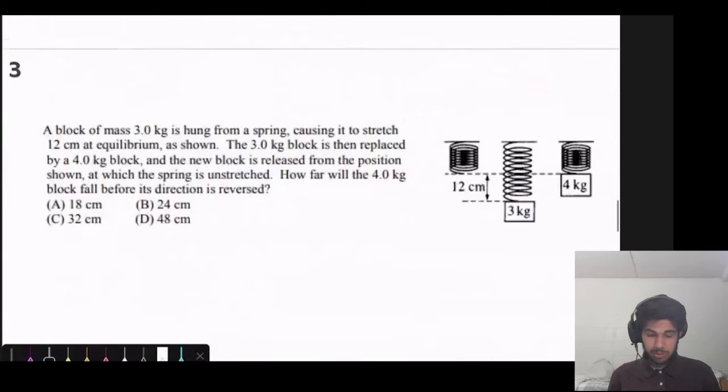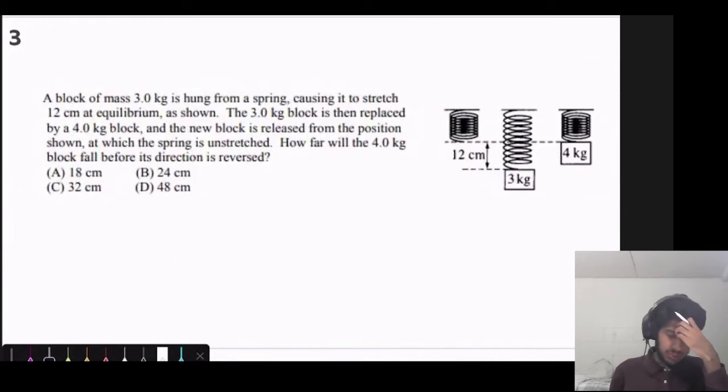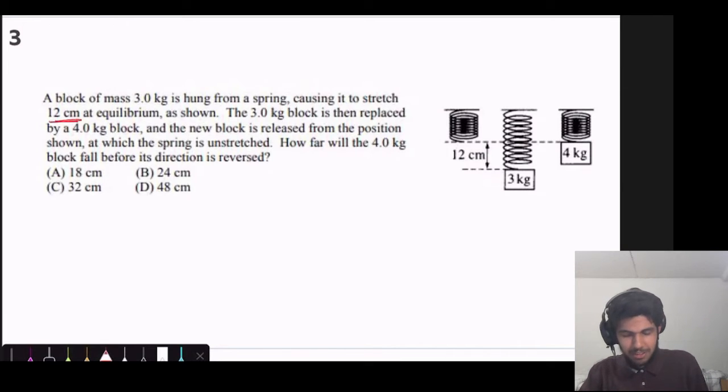Let's move on to the next question. And this one's a little bit more interesting. Now we're going to actually work with the springs and use equations. So a block of mass 3 kilograms is hung from a spring, causing it to stretch 12 centimeters, as shown. I'm going to highlight that because that says centimeters. The 3 kilogram block is then replaced by a 4 kilogram block, and the new block is released from the position shown at which the spring is unstretched. How far will the 4 kilogram block fall before its direction is reversed?